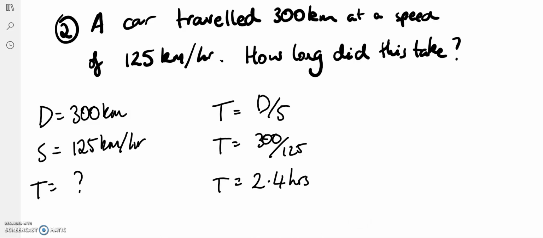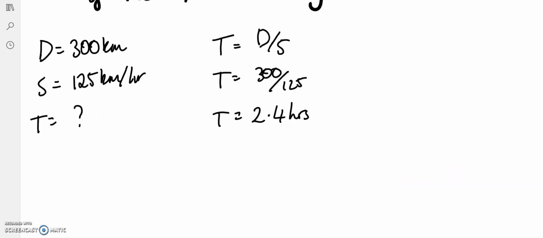I'll tell you what this is not. This is not 2 hours 40 minutes. It is not 2 hours 40 minutes because there are not 100 minutes in an hour. What we need to do is change this 0.4, because we know that there are 2 hours, and we want to figure out how many minutes there are. We've got 0.4 of an hour.